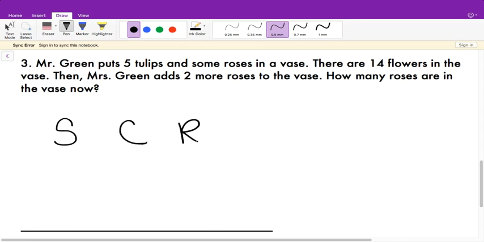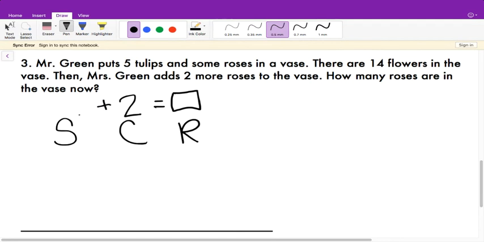Okay, the question is asking how many are in there now. So that is the result. I'm going to put a box for the result. Okay, the change. Let's look back. Mr. Green puts 5 tulips and some roses, and there were 14 in the vase. Then Mr. Green adds 2 more roses to the vase, okay? So the change is that they're adding 2 more.